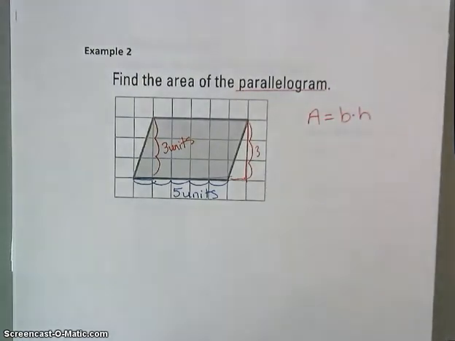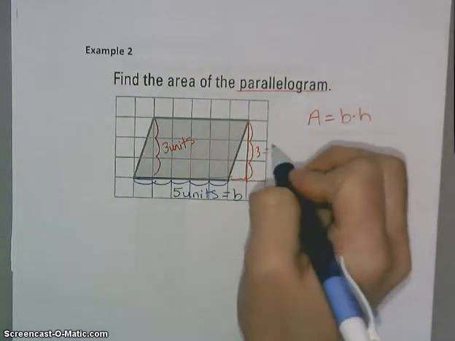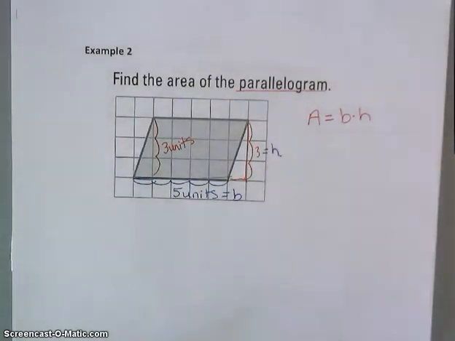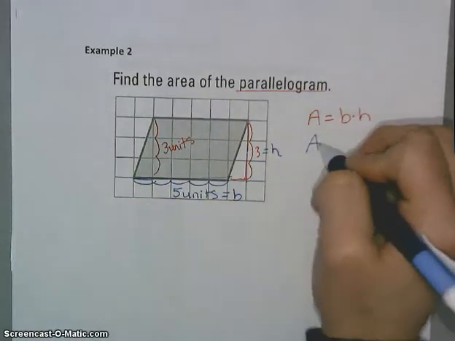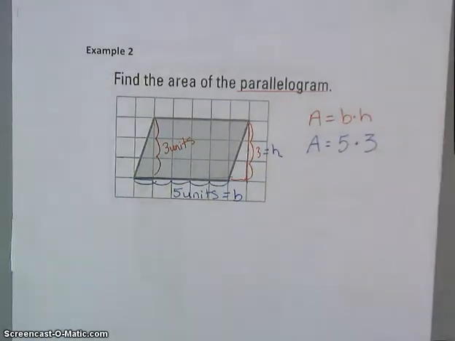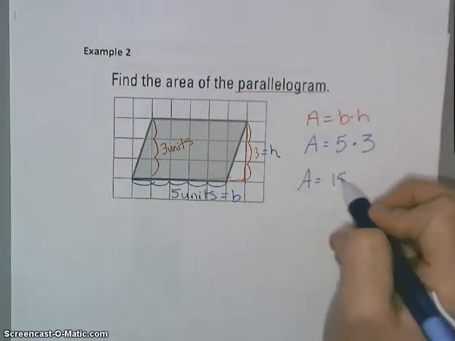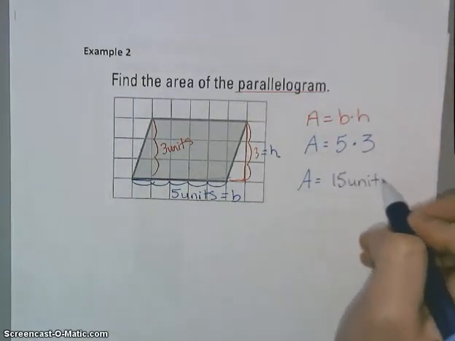So now that I know my base and my height, so this is my base and this one's my height, I can start plugging them into the formula. So my area is equal to 5 units times 3 units. So if I just multiply those, I get 15 units squared.